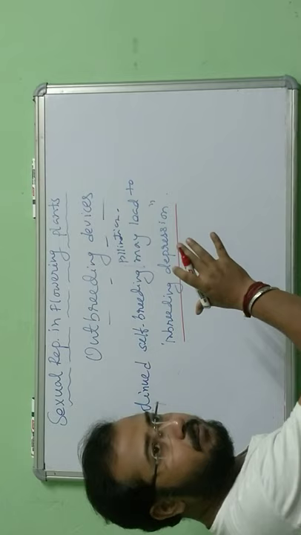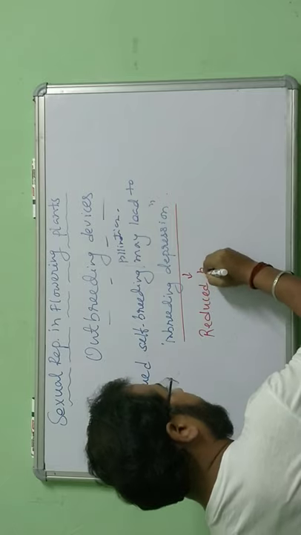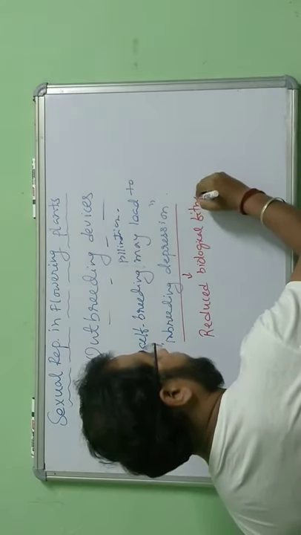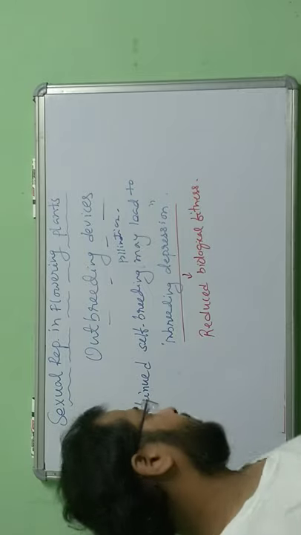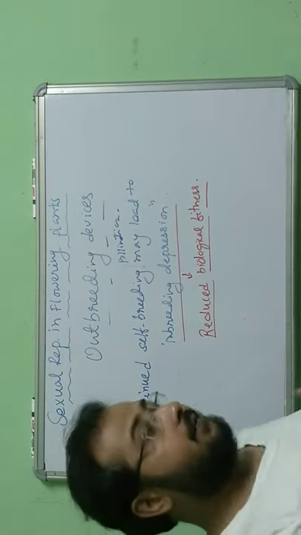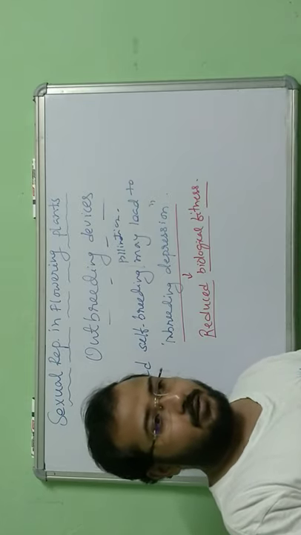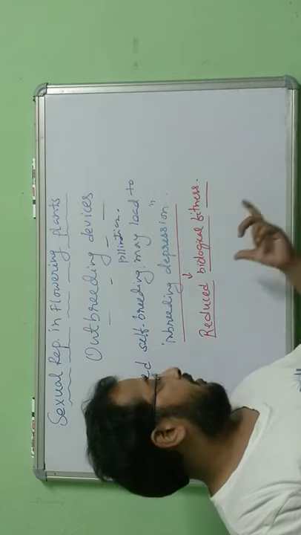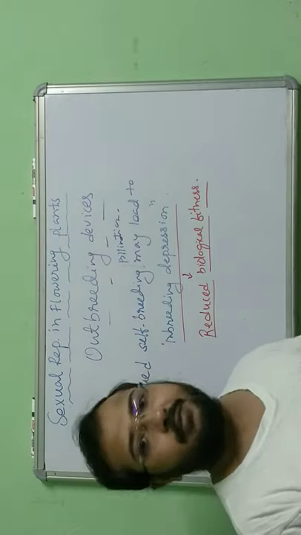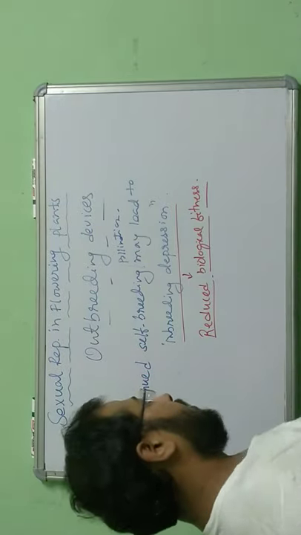Directly speaking, the biological meaning, inbreeding depression is reduced biological fitness. From the sentence itself you can understand the meaning. If generation after generation self-breeding or self-pollination goes on, the population is going to face unfitness. Biologically, physiologically, physically they'll feel unfit. That is reduced biological fitness.